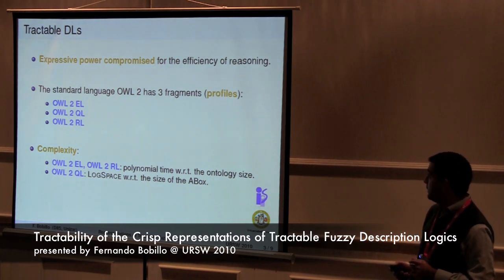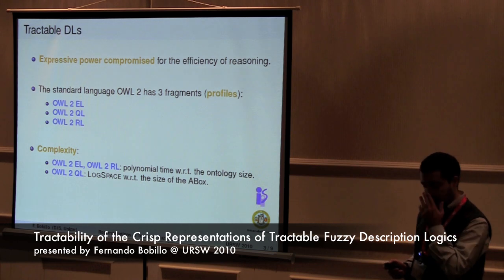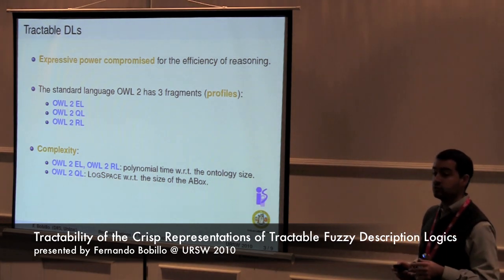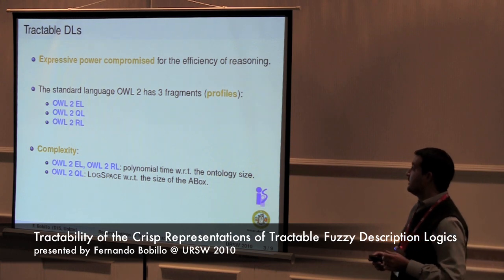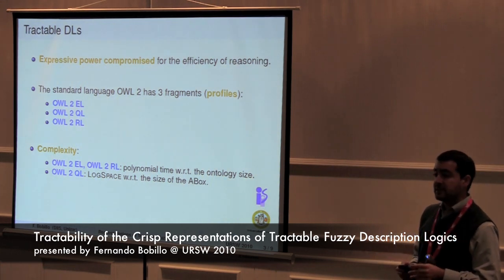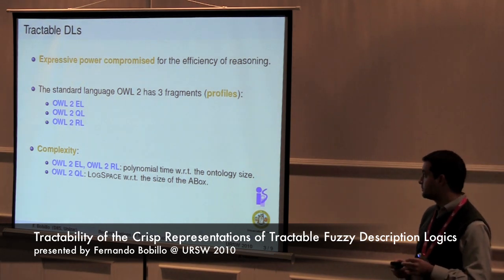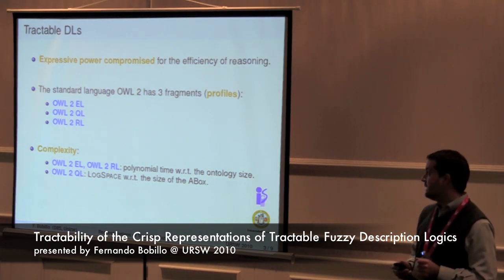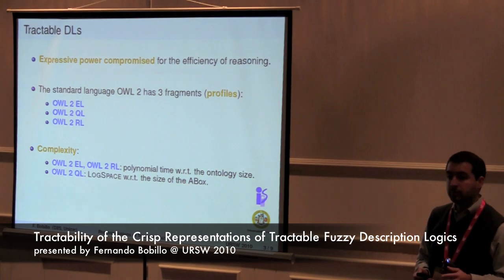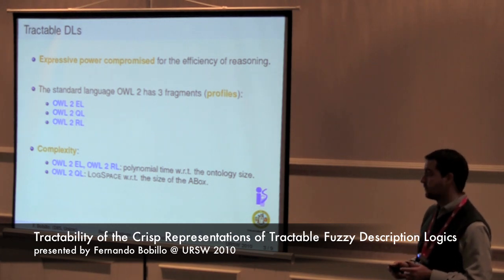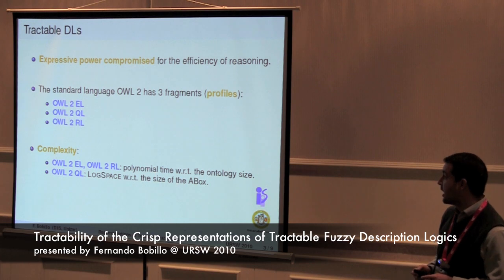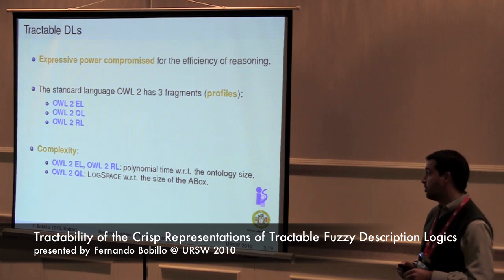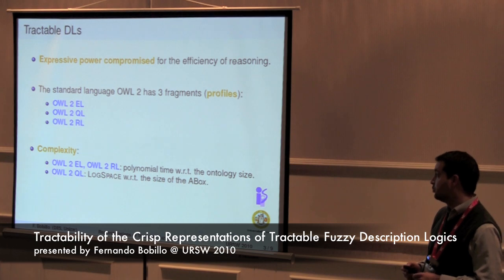Tractable description logics. I intended to skip this part because the previous presentation was supposed to talk a little bit about tractable description logics. But summarizing, they provide less expressive power compromised by the efficiency of reasoning. In the current standard language, OWL 2, there are three fragments, also called profiles, which are OWL 2 EL, OWL 2 QL, and OWL 2 RL. The complexity of these logics is reduced in comparison with OWL 2, of course. In the case of OWL 2 EL and OWL 2 RL, reasoning is polynomial with respect to the ontology size. On the other hand, in the case of OWL 2 QL, the complexity is log space with respect to the size of the ABox.